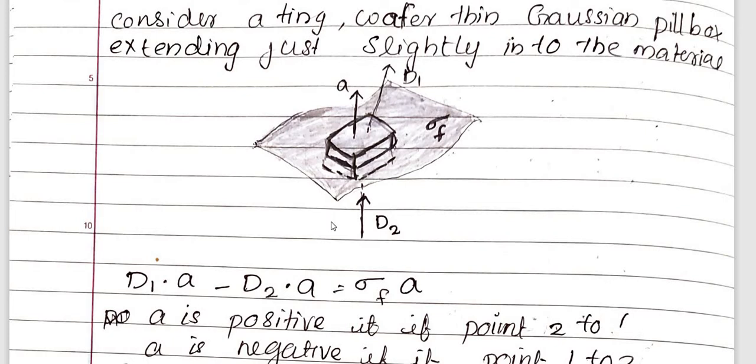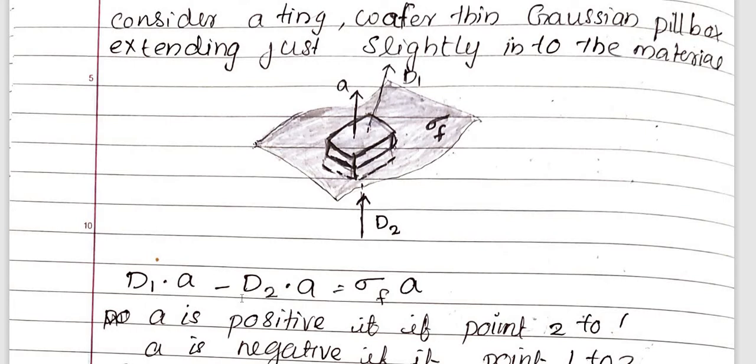Surface phenomenon means what happened at the boundary. So in order to study what happened at the boundary, the thickness of the pillbox should be very small. So when we do the closed integral D dot dA, this will be D1 dot a minus D2.